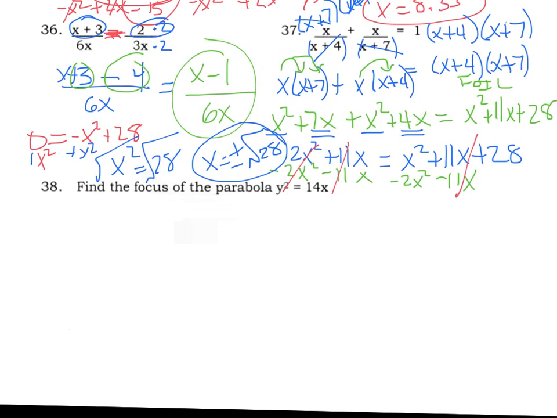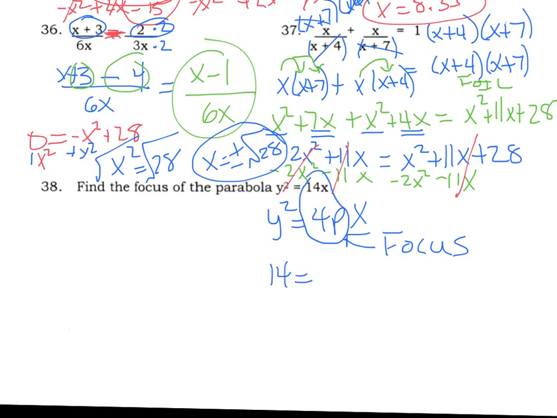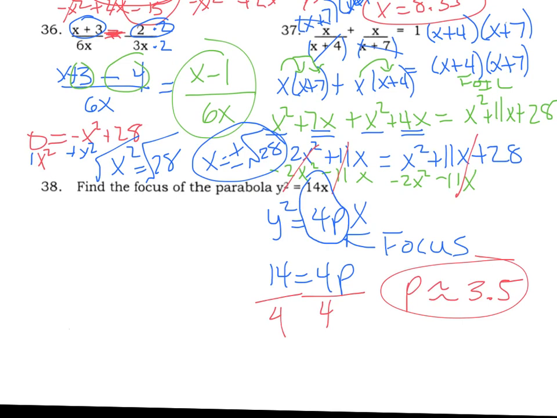Find the focus of the parabola. Well, the standard equation of the parabola is y squared equals 4px, and p tells me about the focus. So, 14 is 4p. I got to figure out what p is. I'm just going to divide both sides by 4. And it's going to be a decimal, but 14 divided by 4 is 3.5. Now, what I'm going to realize is that because it's y squared equals, this is a left-right parabola. So the focus is going to be right here at 3.5, comma 0.